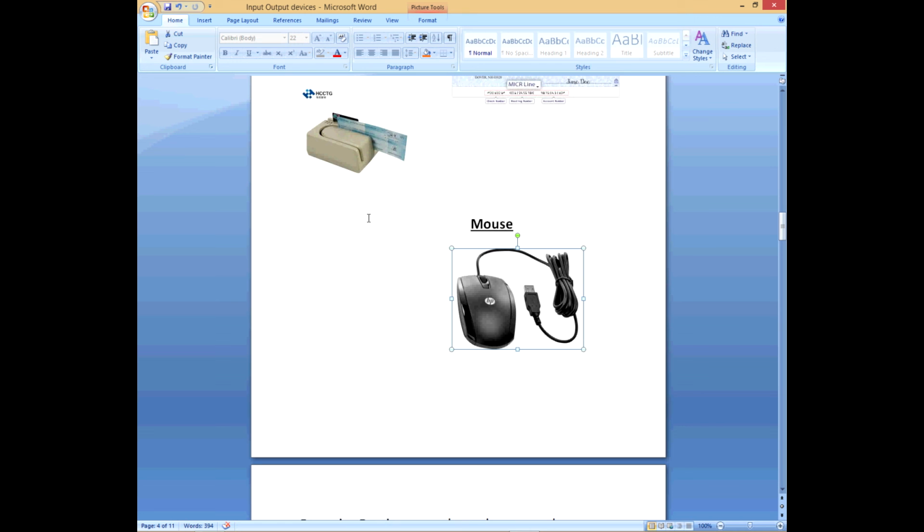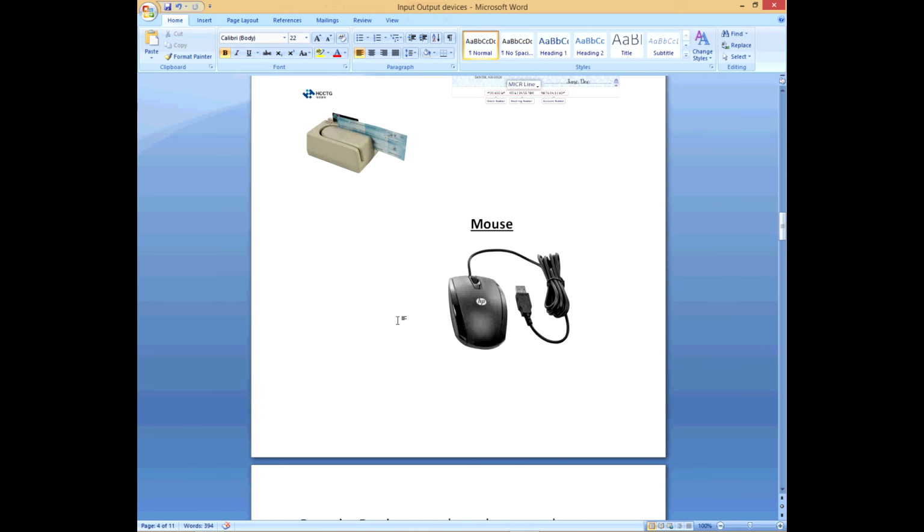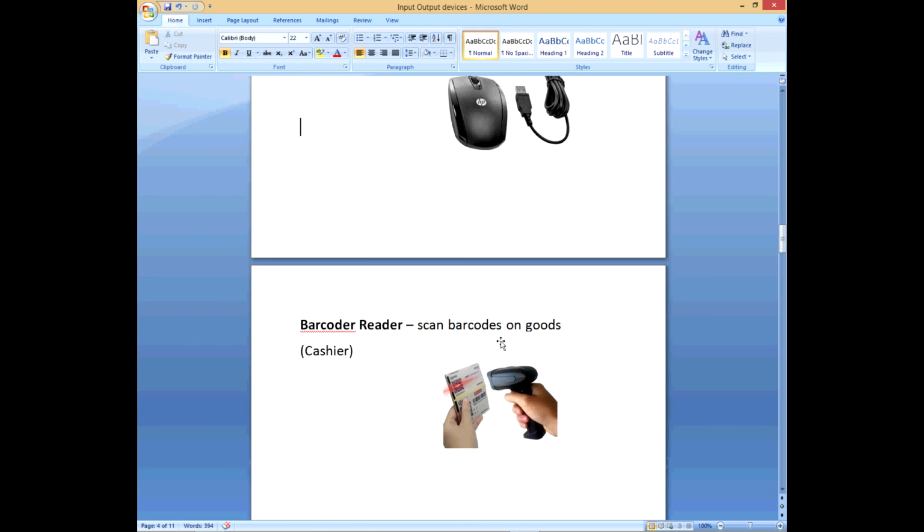So right now I'm using the mouse to move the mouse pointer. See the little arrow there? That's the mouse pointer. And I can use the mouse to click, or move something or change something. I can use the mouse to rearrange, right? So the mouse inputs commands or instructions to the computer. So the mouse is another type of input device. All right, next one.